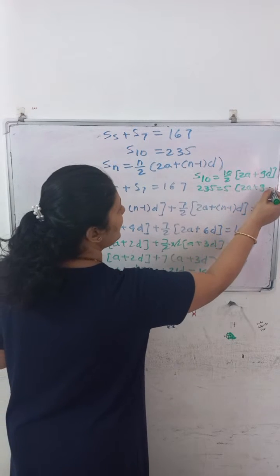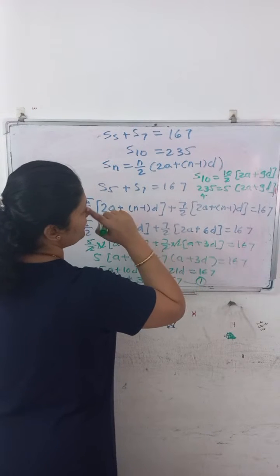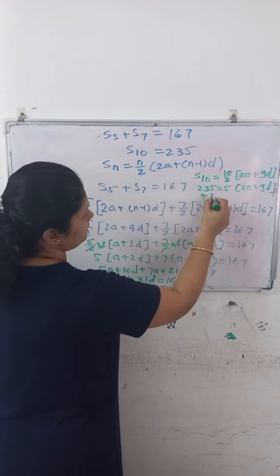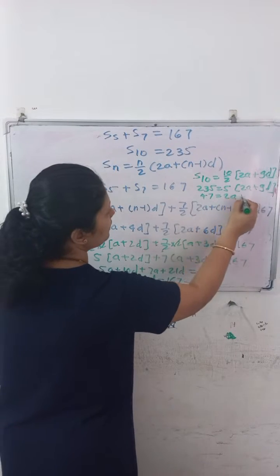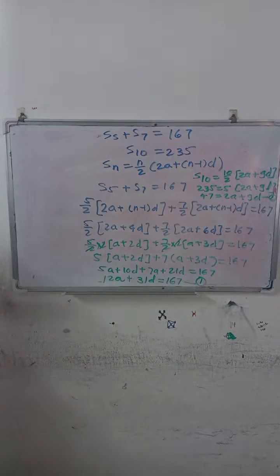So S10 is 235, equal to 5 into 2a plus 9d. So you can divide by 5 here: 47 is equal to 2a plus 9d. This is your equation number 2.